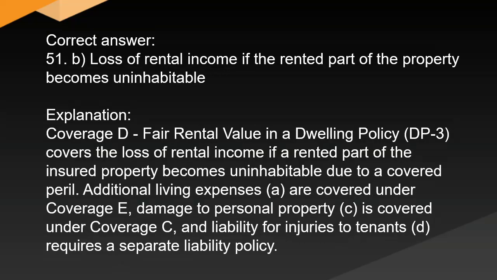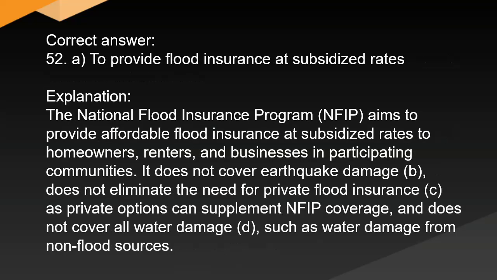Correct answer. B. Loss of rental income if the rented part of the property becomes uninhabitable. Explanation. Coverage D, fair rental value, in a dwelling policy DP3 covers the loss of rental income if a rented part of the insured property becomes uninhabitable due to a covered peril. Additional living expenses, A, are covered under coverage E. Damage to personal property, C, is covered under coverage C, and liability for injuries to tenants, D, requires a separate liability policy.